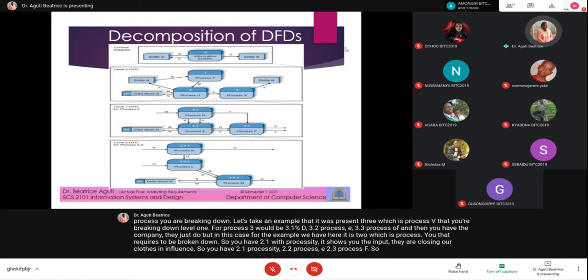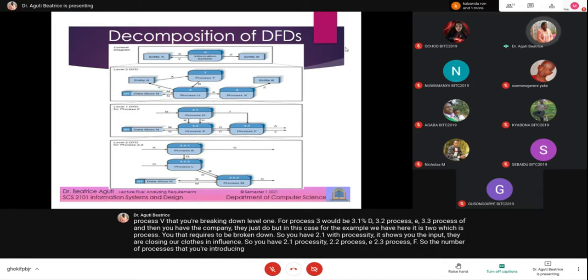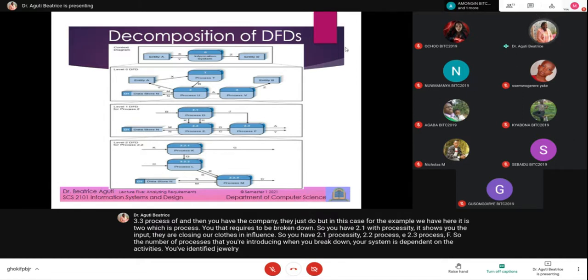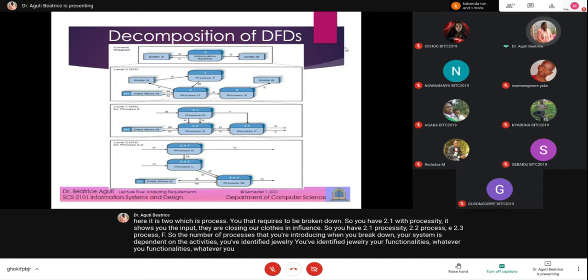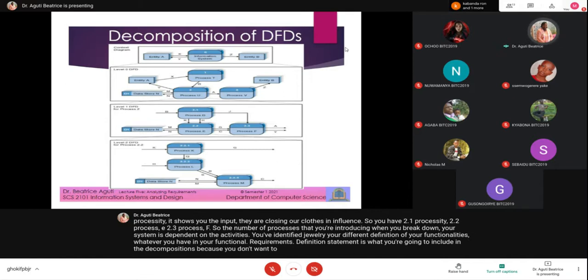So the number of processes that you're introducing when you break down your system is dependent on the activities you've identified during your definition of your functionalities. Whatever you have in your functional requirements definition statement is what you're going to include in the decompositions, because you don't want to introduce something that is outside of what you've defined.